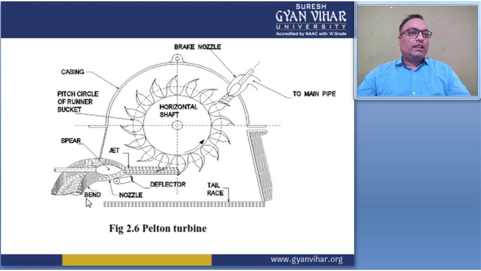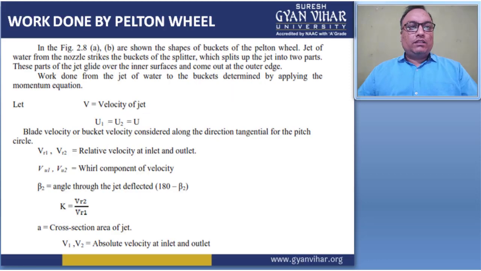This is the nozzle, and this is the band, and this is the spear. The spear controls the flow of the water, meaning how much quantity goes inside this turbine. This is the tail race. The tail race is a free space to carry away the output water, and this is the work done by the Pelton turbine.